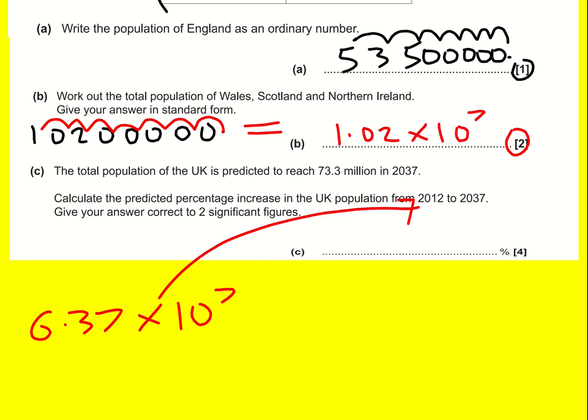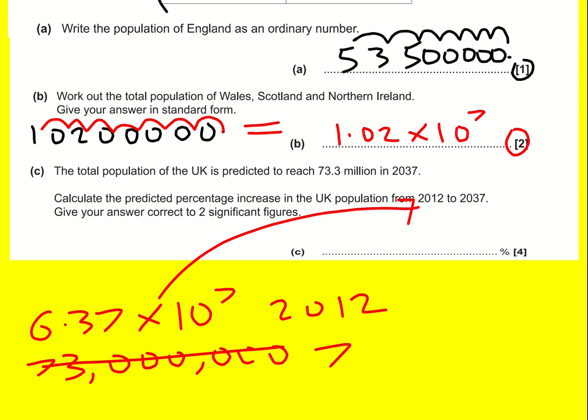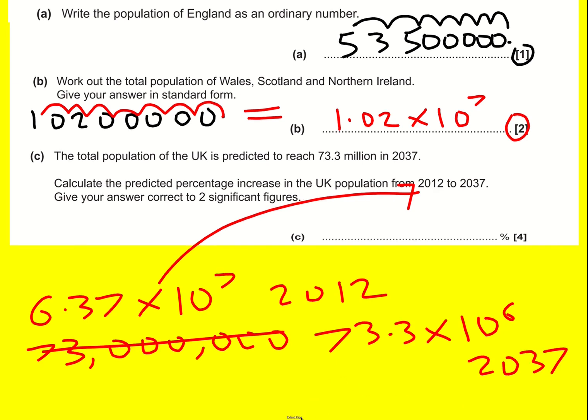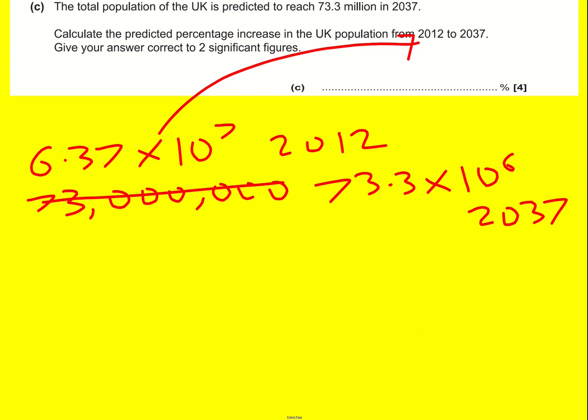And then we've got 73.3 million here. So this is in 2012. 73.3 million is going to be 73 million is this. So 73 million, actually a quicker way would be to do 73.3 times a million, or 10 to the 6. So that's going to be our 2037 value. Right, now how do we work out the predicted percentage increase? For this, there's two ways you can do it actually.